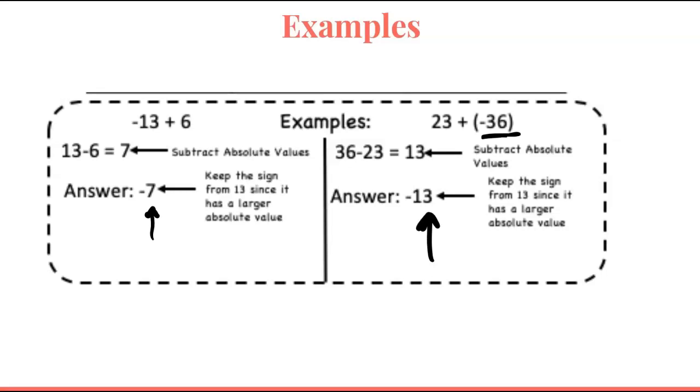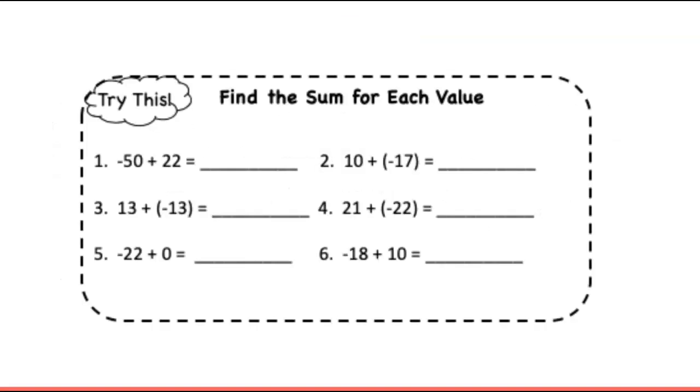Okay. The next slide has multiple problems to practice. Pause the video, work through a few of them, come back and I'll go over the answers. First problem. We have a negative 50 and a positive 22. So I want to subtract 50 minus 22, which gives me 28. 50 is a larger absolute value, so I keep whatever sign 50 has. My answer is negative 28.